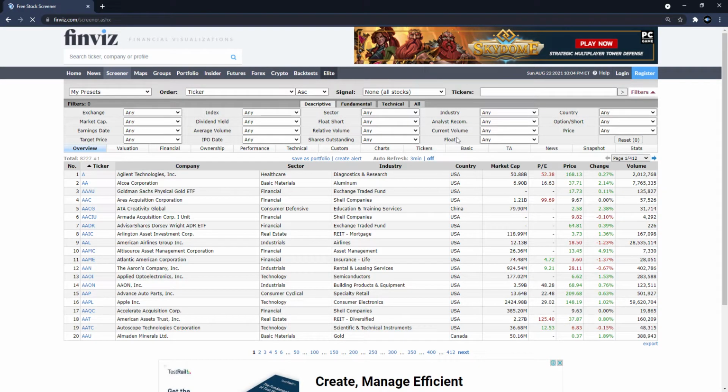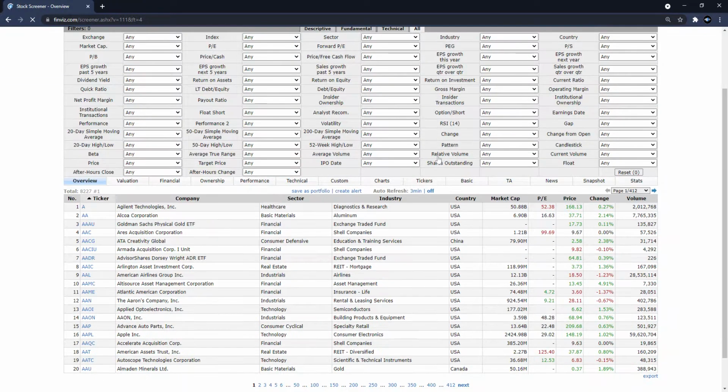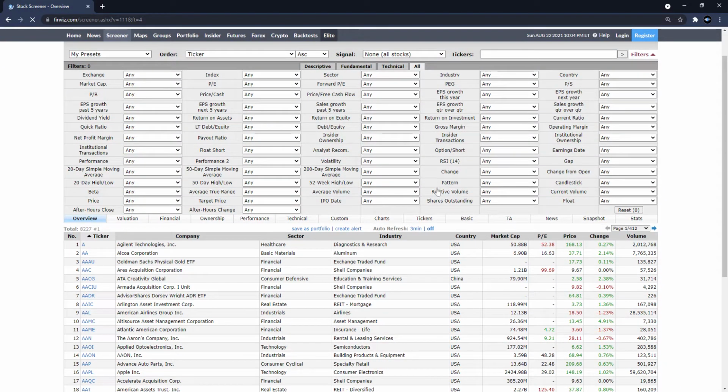Then what I do from here on is I click on All right here, so we get a huge perspective on this. I will be showing you what to fill in, for example how to fill in relative volume and all the other good stuff, and I will be explaining it on the way.